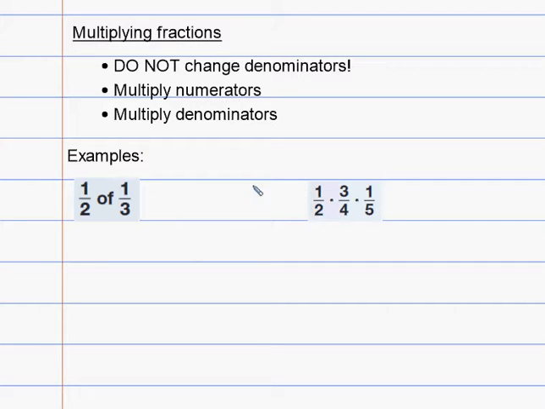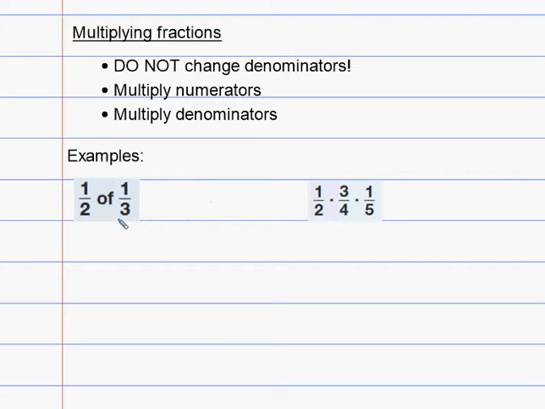When you multiply fractions, here are some key things that you need to know. Do not change your denominators. For right now, we're just going to look at this as multiplying across. So we're going to multiply numerators, and then we're going to multiply denominators. We will get to a point where we can simplify, but not yet.